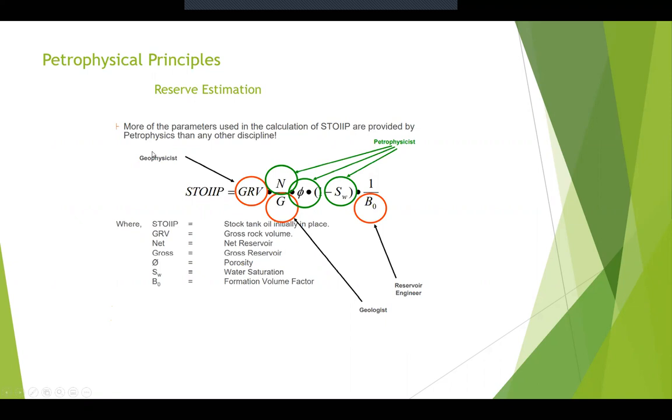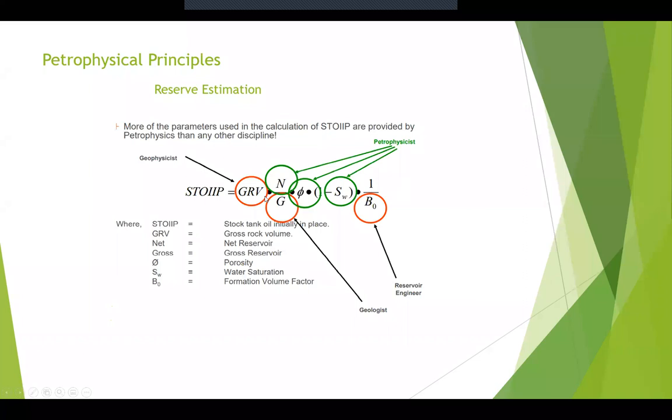Now, this is one of the most important equations in the oil and gas industry, the reserve estimation equation, to estimate how much hydrocarbon you have in the field. And we can see the contribution of the petrophysicist to this estimation, because I think this is the end of the field evaluation, to get this number. And this number is very important for the management and big bosses.